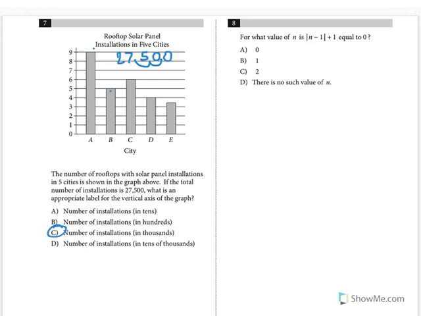For what value of n is the absolute value of n minus 1, plus 1, equal to 0? All right, so let's look at this. We're talking about the absolute value of n minus 1, plus 1, equals 0. We need to isolate that absolute value portion. So we get the absolute value of n minus 1 equals negative 1. Well, the thing about absolute value is it's always positive. Once you isolate the absolute value portion in an equation, it cannot be set equal to a negative number. There is no solution. There is no such value of n.